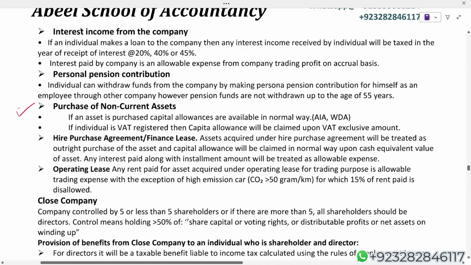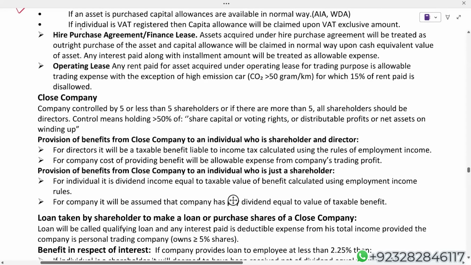Now this is important. Closed company. A closed company is a company where five or fewer shareholders have control. Company controlled by 5 or less shareholders, that is a closed company. But if all the shareholders are the directors, then it could be any number. It could be 5, 7, 8, 9, any number. So the basic simple concept of the closed company is a company where five or fewer shareholders have got control. But if all the shareholders are directors, then there is no restriction on the numbers.